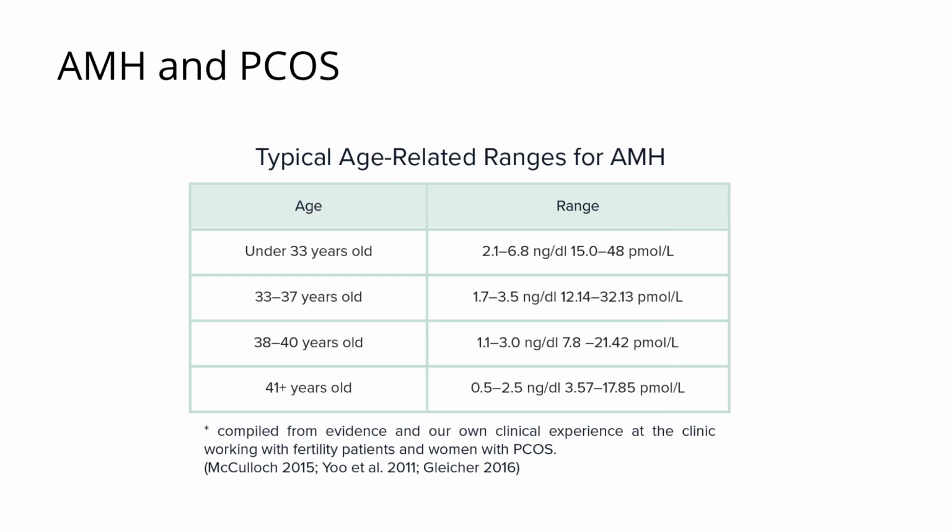If it's above these ranges, then the patient would be more likely to have PCOS. So with PCOS, the AMH levels are going to be higher than average for the age. A level that would be normal at age 28, if a woman at age 40 has that, you might want to consider PCOS and look into some of those other elements if she's having trouble conceiving.